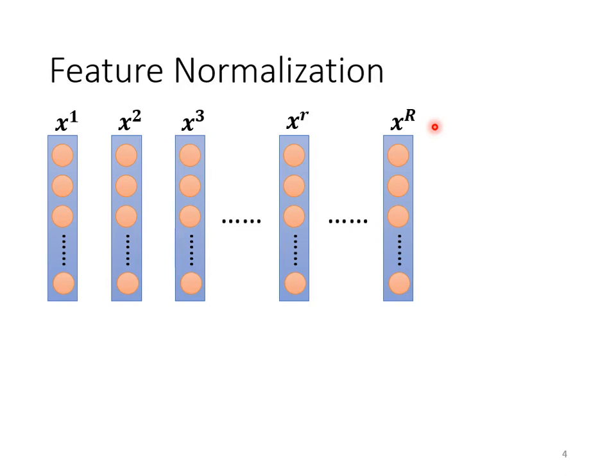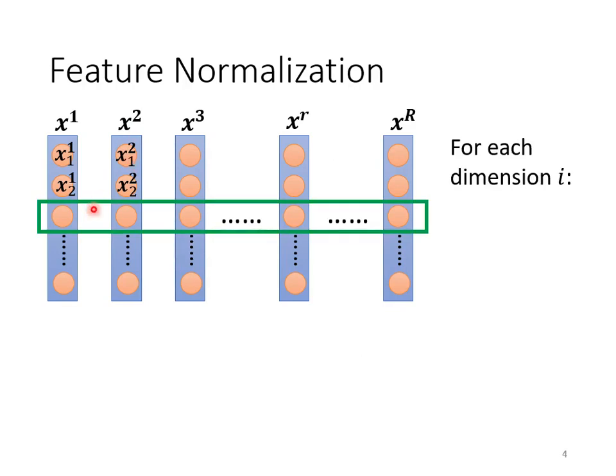Also, label the elements in a vector with upper indices. For example, x superscript 1 subscript 1 stands for the first element of the first vector. x superscript 2 subscript 1 stands for the second element of the first vector, etc. For the first dimension, collect every feature vector's first element and calculate its mean. Do the same for every dimension.